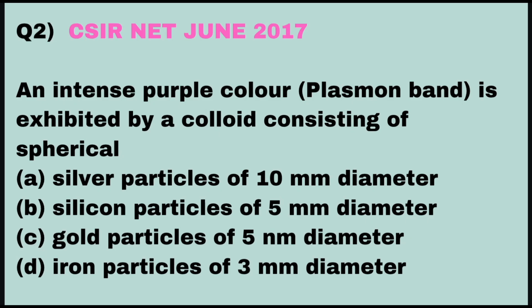Question number 2. This was asked in CSIR NET June 2017. An intense purple color plasmon band is exhibited by a colloid consisting of spherical. Here four options given. A is silver particles of 10 mm diameter, option B is silicon particles of 5 mm diameter, option C is gold particles of 5 nanometer diameter, and option D is iron particles of 3 mm diameter. Now let's see the solution.